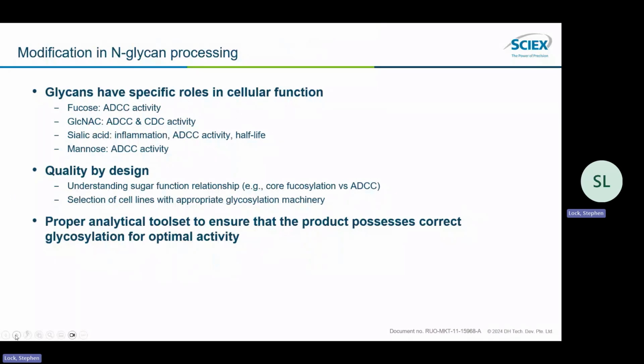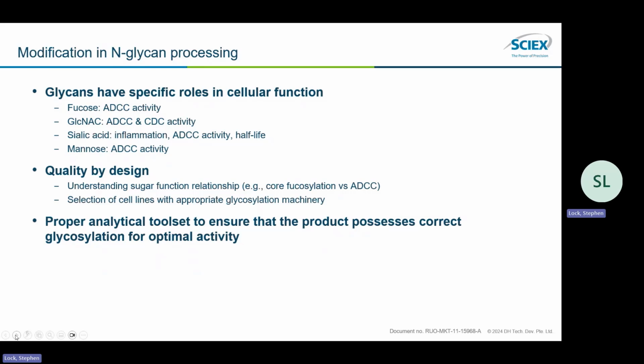As I mentioned, modifications in N glycan processing can have some specific roles on cellular function. If you look at addition of fucose, it can impact ADCC activity. GalNAc can impact ADCC and CDC activity. Sialic acids can cause inflammation, can impact the half-life of your protein drug, and also can impact ADCC activity, and mannose can also impact ADCC activity as well.